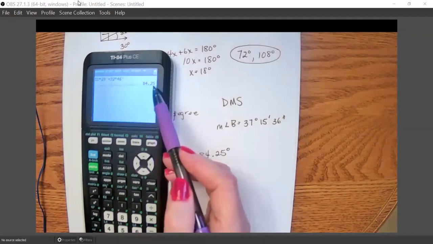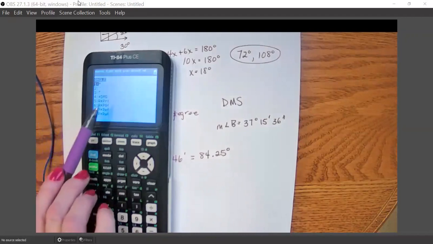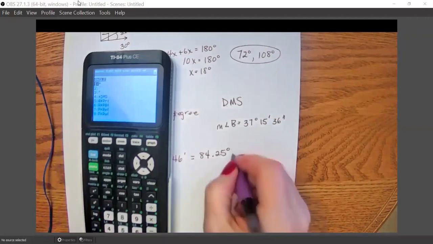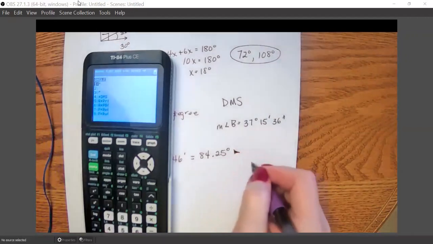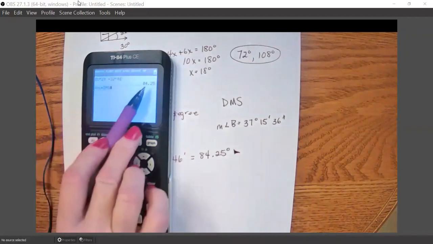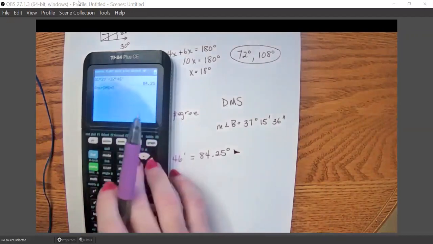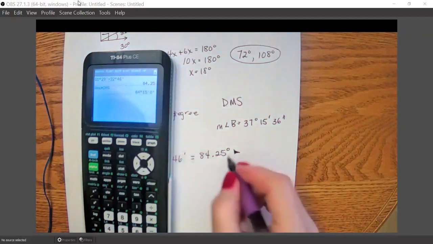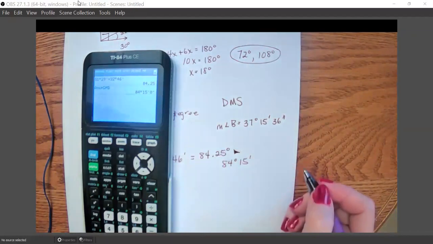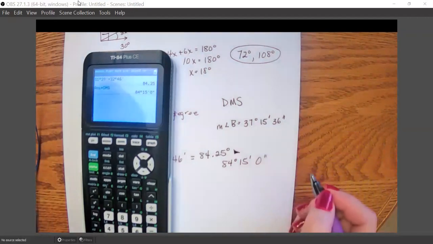So with 84.25 over here as my result, that would be another angle operation. And we come down here and you see number 4 is convert. That's what the little arrow means. That means convert or change to degrees, minutes, seconds. So the calculator is going to change that answer from decimal degrees to degrees, minutes, seconds. So that would be 84 degrees, 15 minutes. And there are no seconds. If there are no seconds, you don't have to put the 0, but you can if you want.